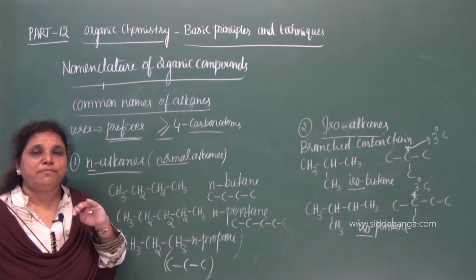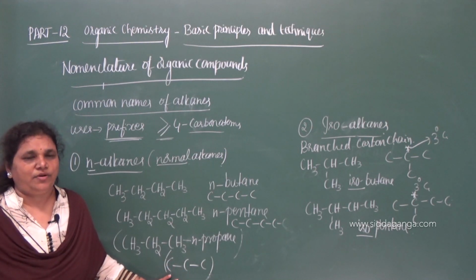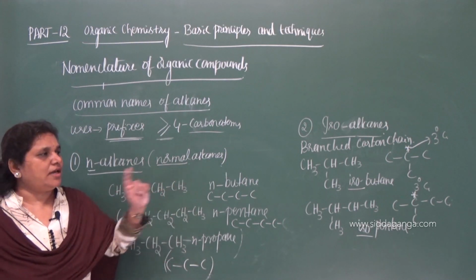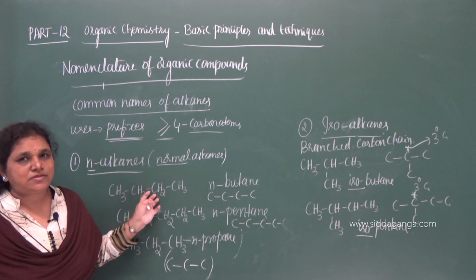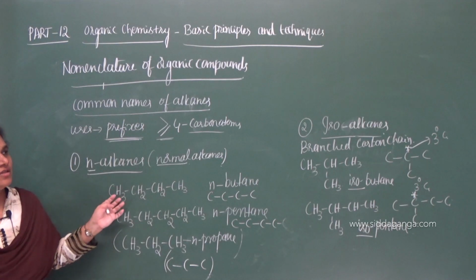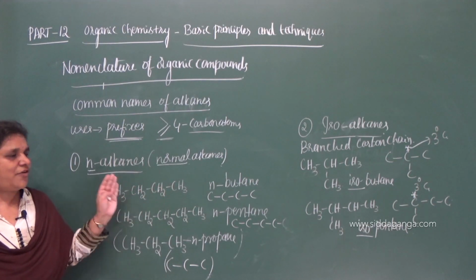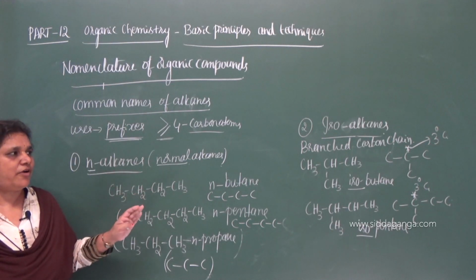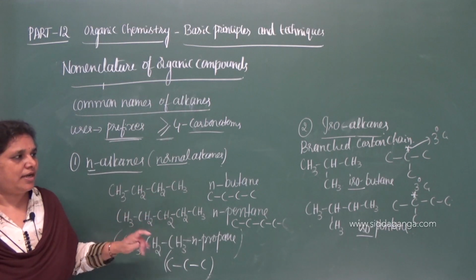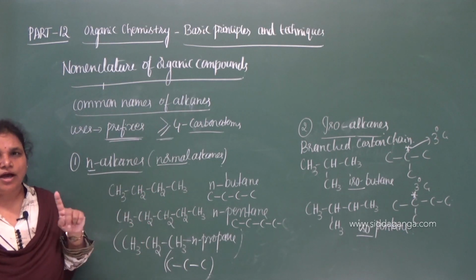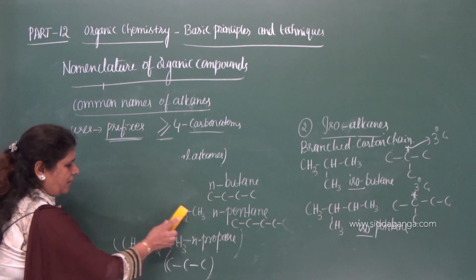To branch a carbon chain, a minimum of 4 carbon atoms is required. Okay. So this is about the second type of alkanes under the common name system. We are using prefixes while naming the alkanes as N and iso. N stands for normal, iso stands for a branched chain of carbon atoms, and that branched chain contains at least one tertiary carbon atom.